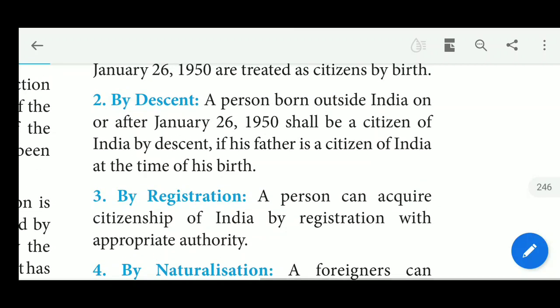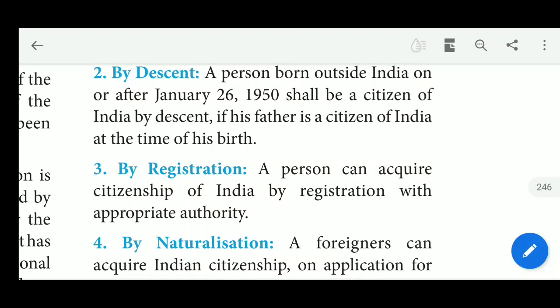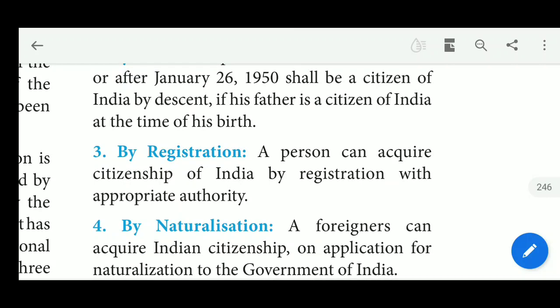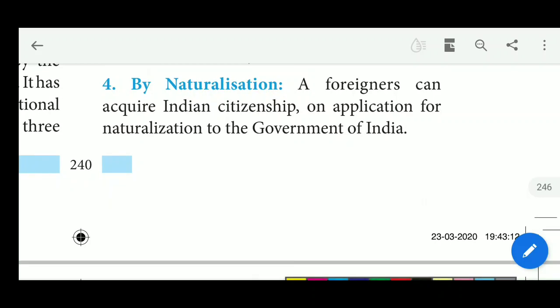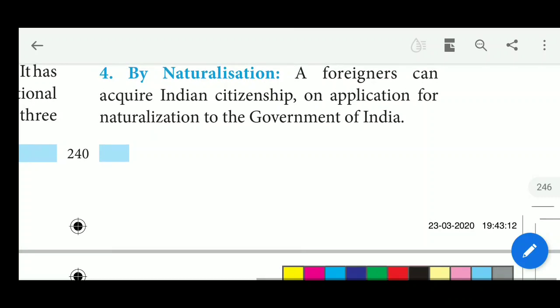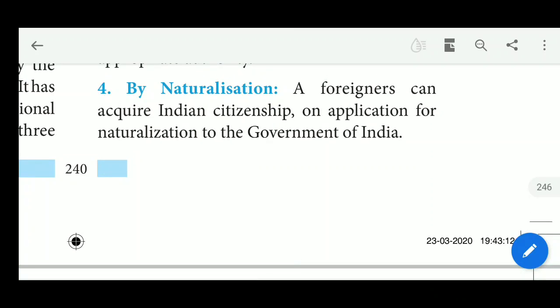A person can acquire citizenship of India by registration with the appropriate authority. Explanation. By registration, citizenship can also be acquired. First, a person of Indian origin who has been a resident of India for 7 years before applying for registration. Second, a person of Indian origin who is resident in any country outside undivided India. Third, a person who is married to an Indian citizen and is ordinarily resident for 7 years before applying for registration. Fourth, the minor children of persons who are citizens of India.